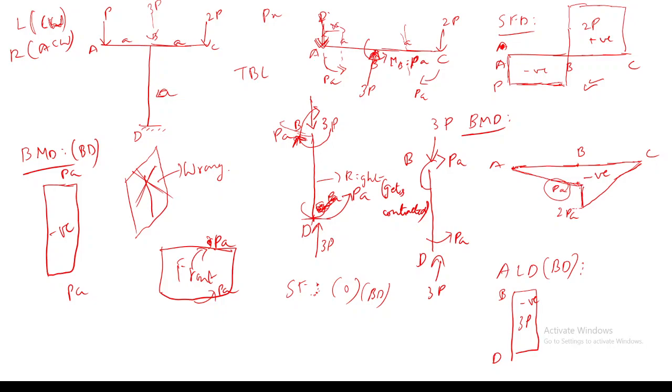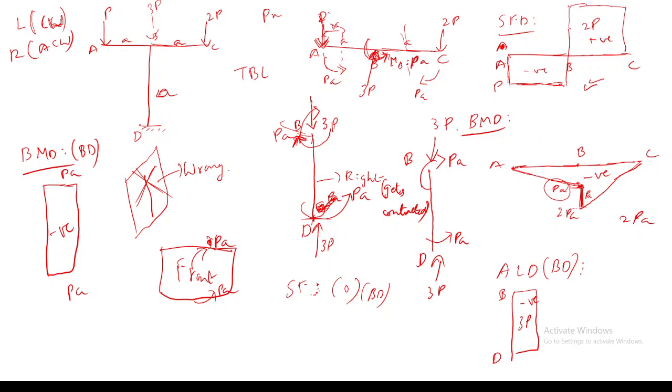I have marked this value as P into A at this point. After that, since you have a concentrated bending moment equal to P into A, you will have a step like this, whose magnitude will be equal to P into A. So the total bending moment at B will be 2PA. Is it clear, or do you need a clearer explanation? Sir, can you explain it again?